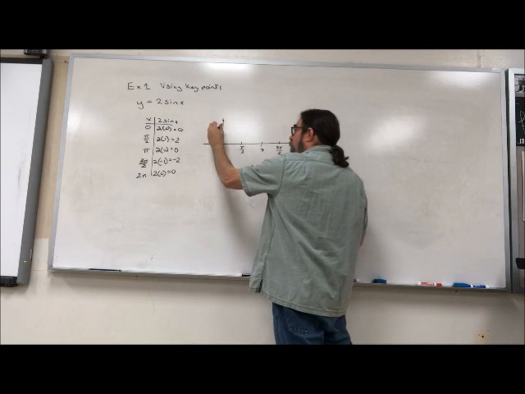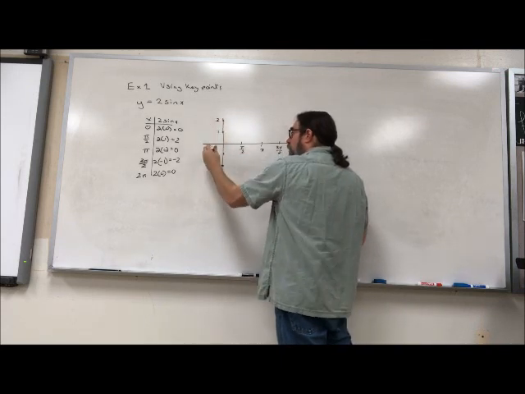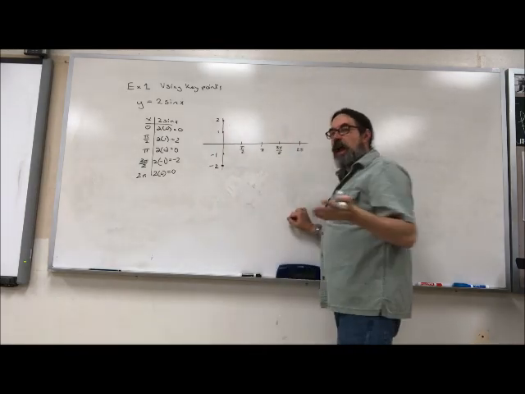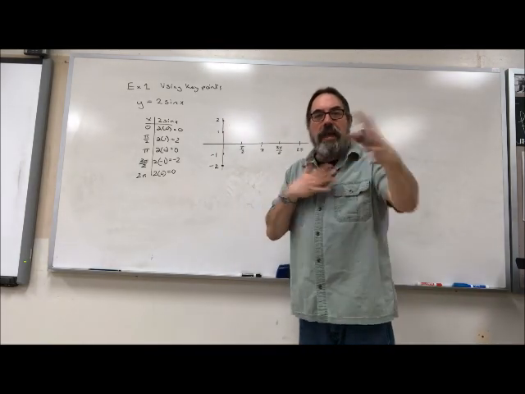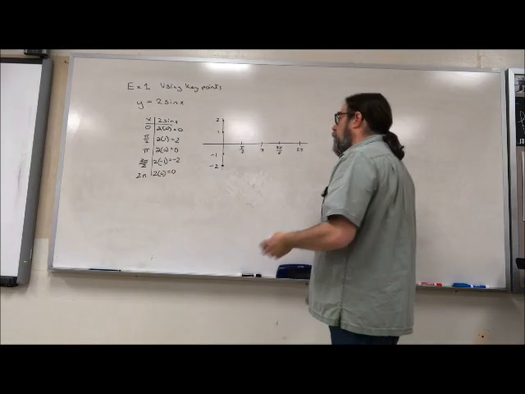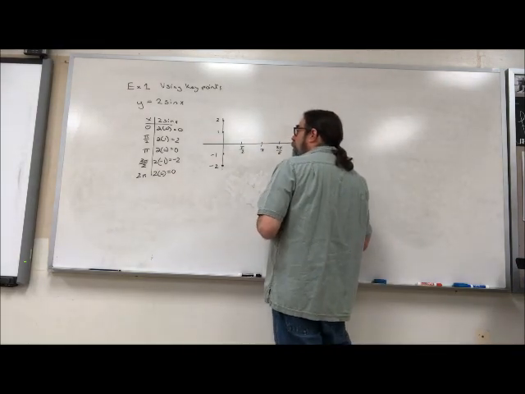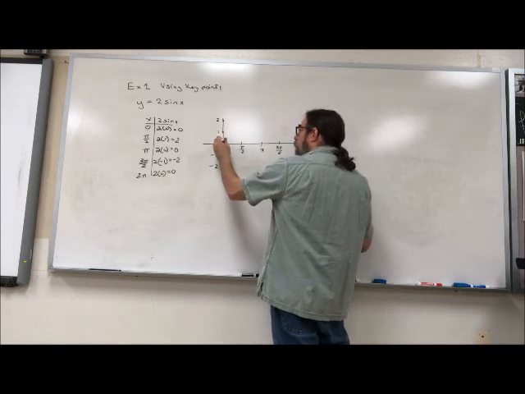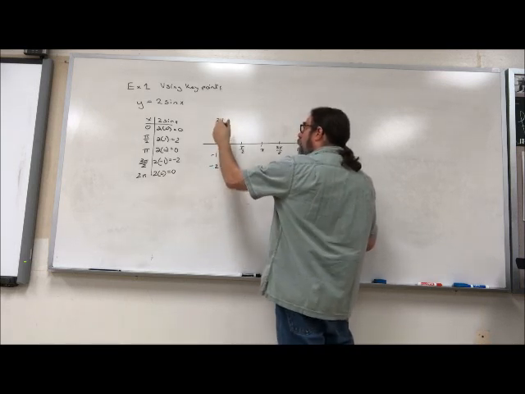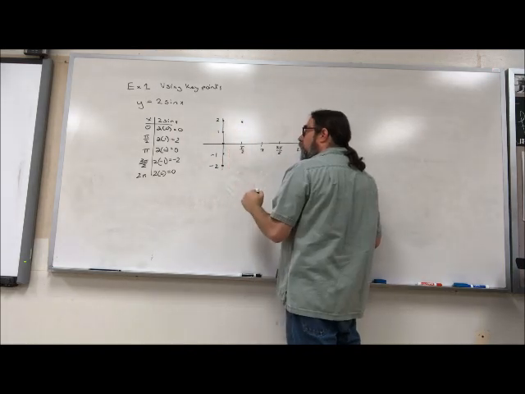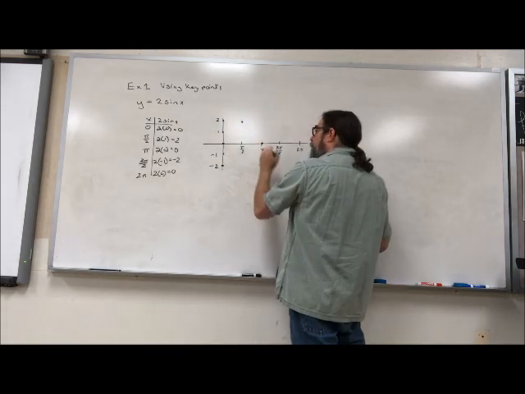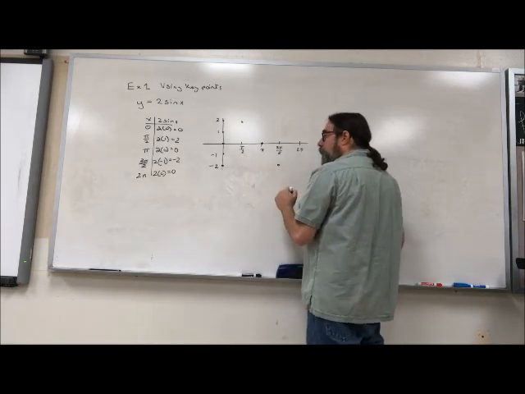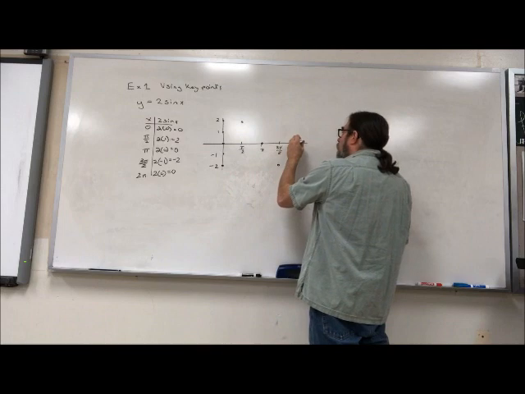And then also, if this is 1, then this is 2, and this is negative 1, and this is negative 2. So you need to be consistent on each axis, but the axes can be independent of each other as far as scale, okay? So our first point is going to be 0, 0. Then our next point is going to be pi over 2 and 2. Then we're going to have pi and 0. Then 3 pi over 2 and negative 2. And then 2 pi, 0.